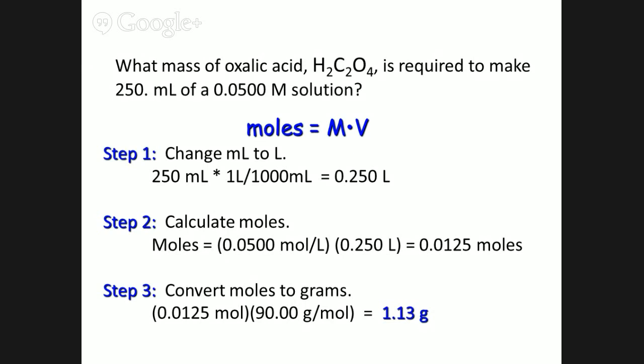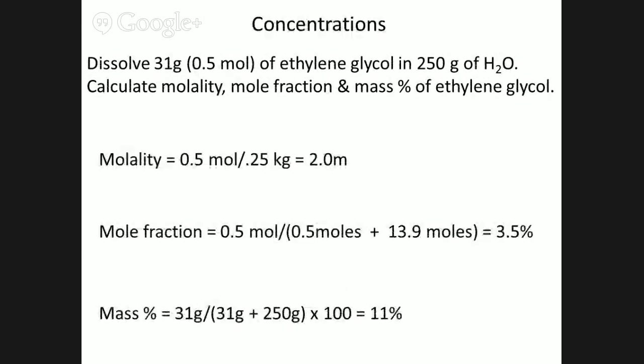And the percentage ones, the percent concentrations will be the rest of our calculations for our solutions. So here are some quick examples of the other types. And again, the bottom one is the one we'll be doing the most. And again, these are just examples. We want to dissolve 31 grams of ethylene glycol in 250 grams of water.